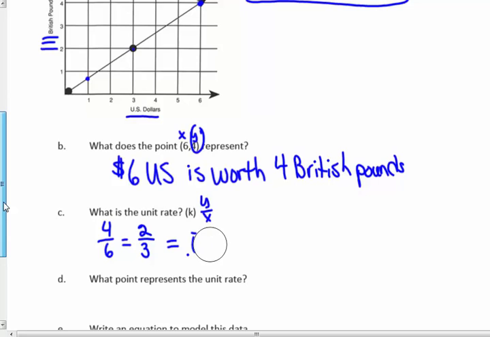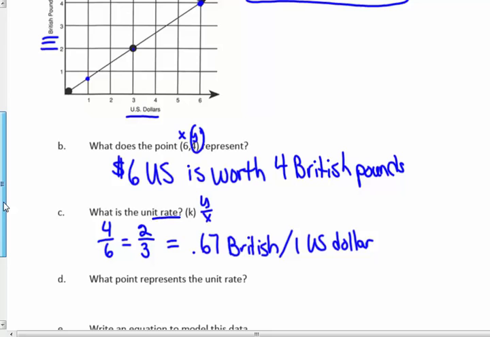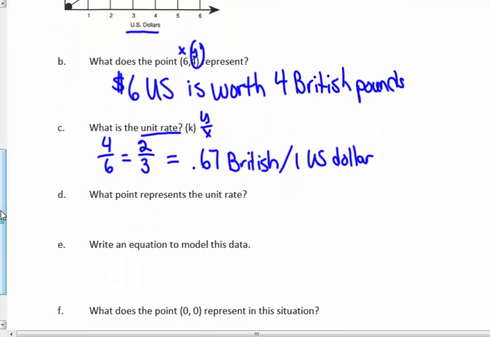So a 6 with a 6 sitting next to it, that would be 67 hundredths of a British pound, per 1 US dollar. That's what the unit rate is. It doesn't say tell me what K is, it's asking you to find K. That's the little hint there. But you can't say K equals. Rates have to have 2 labels: 67 hundredths of a British pound equals 1 US dollar, per US dollar.